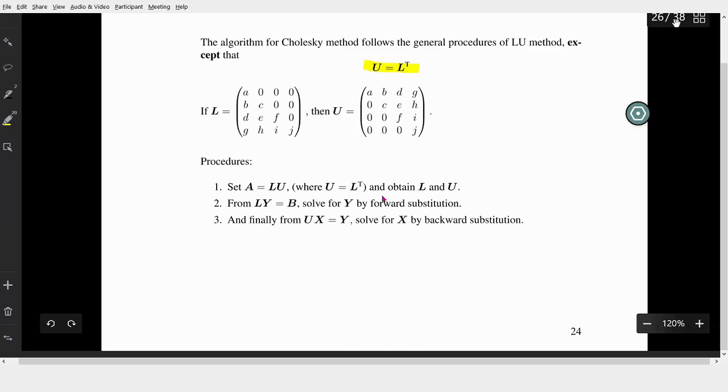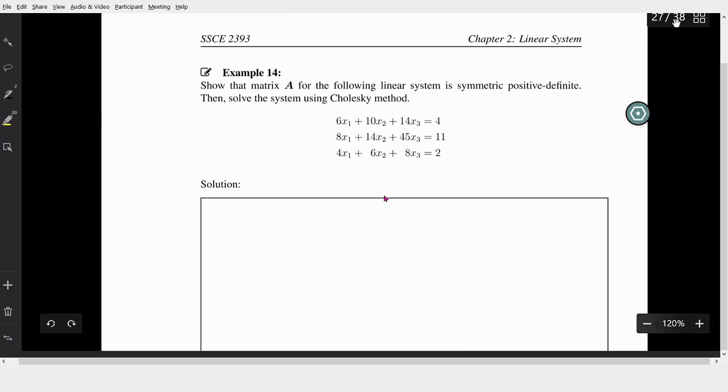Now let us see example 14. Just to check on the A first. Show that matrix A for the following linear system is symmetric, positive, definite. Only then do we proceed with the Cholesky. So write down our A. Extract your A from the system. So A is 6, 8, 4, 10, 14, 6, 14, 45, and 8.